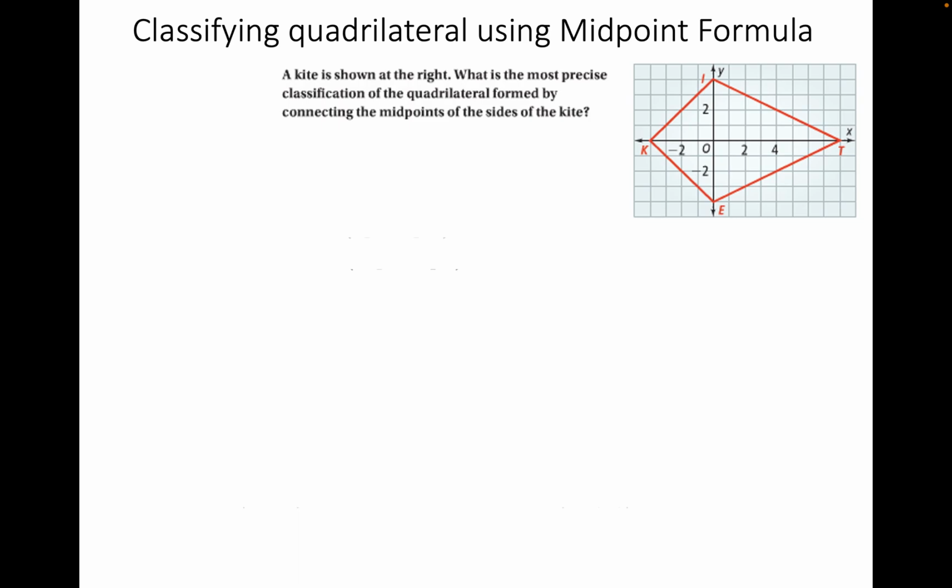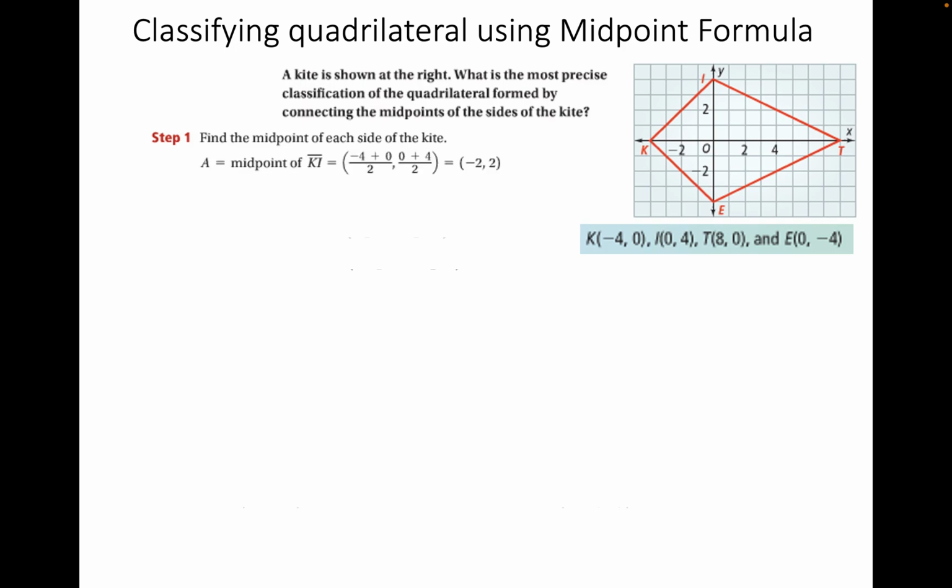So the first thing I have to do is find the four various midpoints using my midpoint formula. So there are the four different points for K, I, T, and E. To find the midpoint between K and I, I'll call that point A. When I plug that into my values, I can see that's (-2, 2). For the midpoint of IT, I'll call that point B. Again, just plug that into my formula, and I get that that's going to be (4, 2).